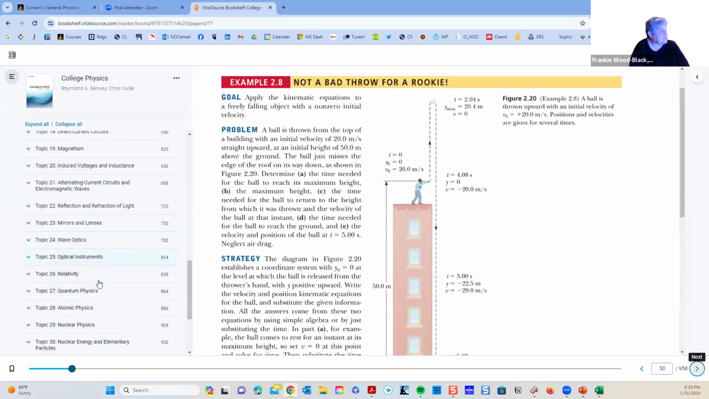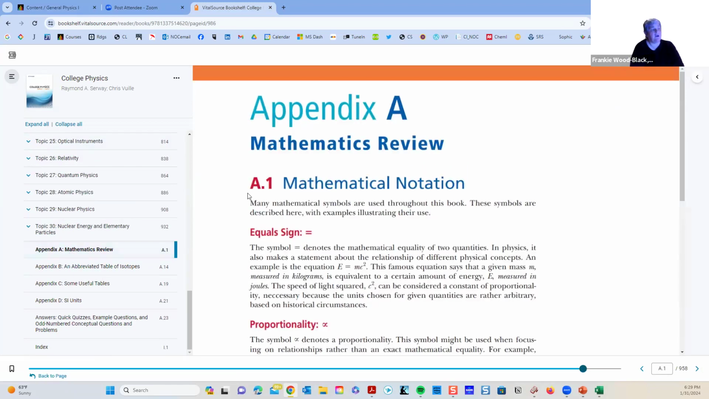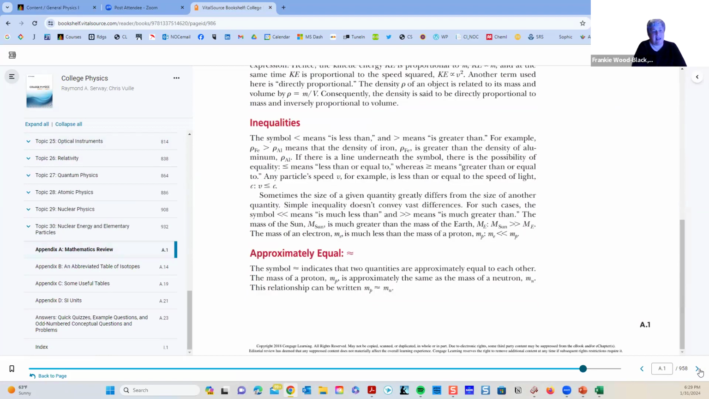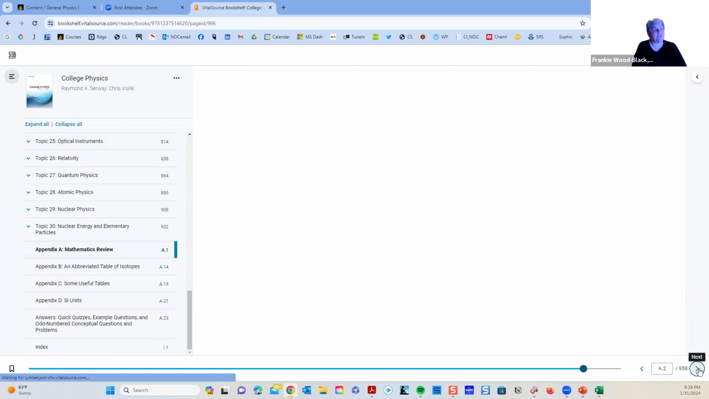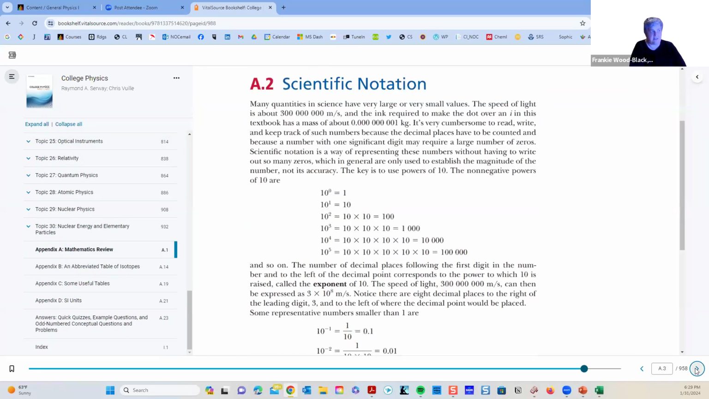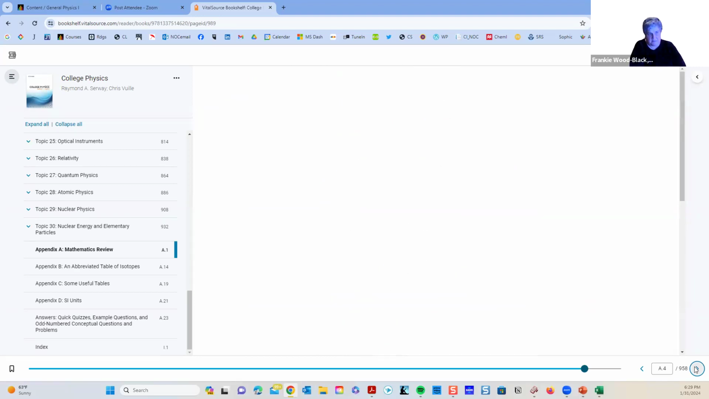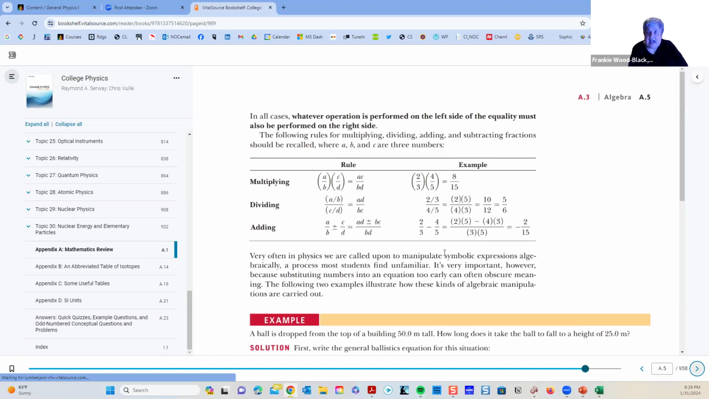The other thing, when you want to go back, is that the mathematics review in Appendix A is also very helpful, because it talks about the signs. If you flip through it, it's got the quadratic equation. It talks about the symbols that we're using. It references scientific notation and has our algebra rules to help you through, and a few other pieces. So you do have that information in your textbook. I wanted to highlight that to show you how to utilize your textbook.